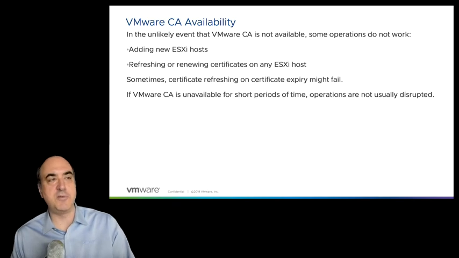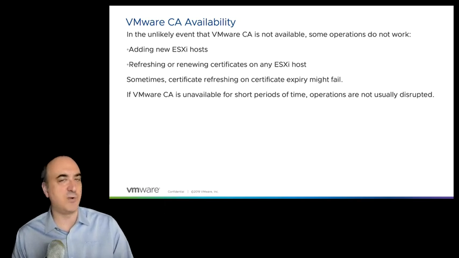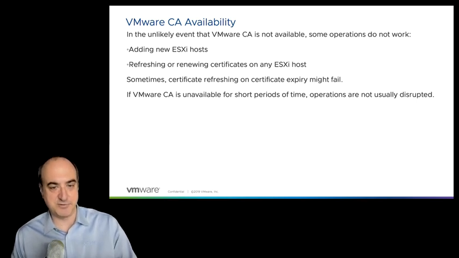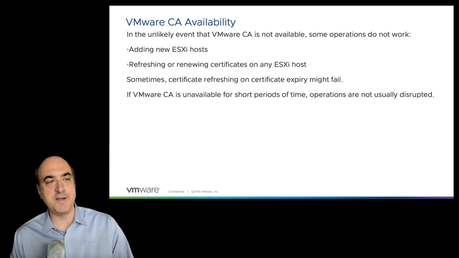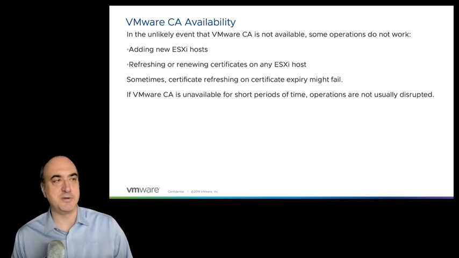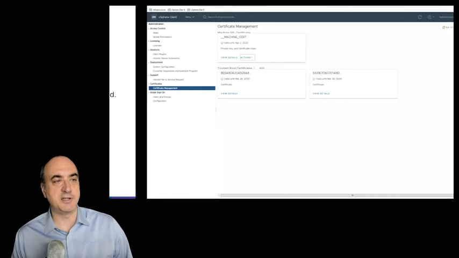One other thing to note, how important is the availability of your VMCA, that service running on vCenter? Now, it's part of the Watchdog services, so if it ever fails, it'll get restarted. But if the VMCA is not functioning, what can you not do? You won't be able to add hosts to your inventory because they require a certificate issued by the VMCA in order to join the inventory. Refreshing or renewing certificates on any host requires having the VMCA's presence. And sometimes certificate refreshing on certificate expiry might fail because of the need for vCenter and the VMCA uptime. So if it's unavailable for any short periods of time, that's usually not going to be much of an issue.